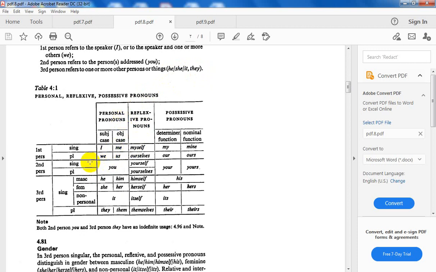If I just have a look at this table, I have the personal, reflexive, and possessive pronouns. The personal pronouns, the subjective case والobjective case with reflexive pronoun. And I have the possessive pronoun. Please pay more attention. I have what is called determiner function. Determiner function يعني they function as a determiner before the noun, before the head in the noun phrase. And they have the nominal function. They take or they replace the noun. يعني there is no noun with them. They take the place of the noun.